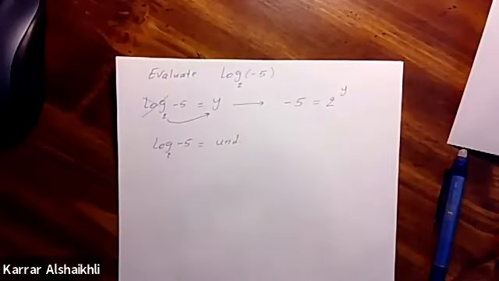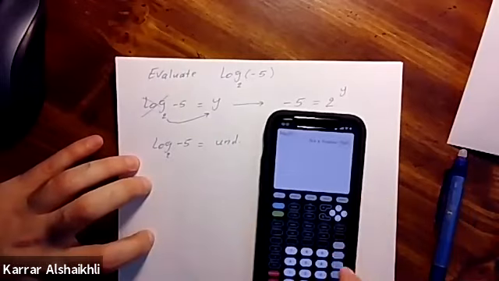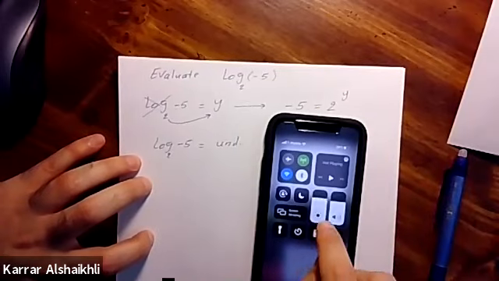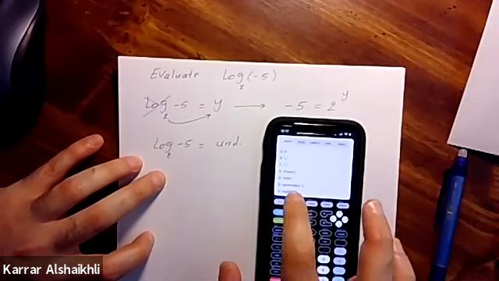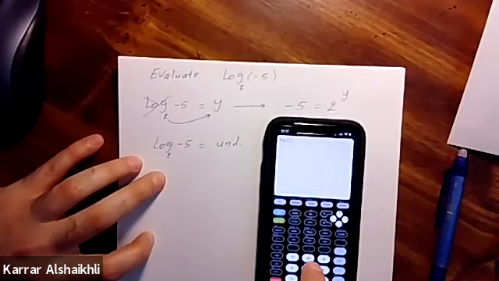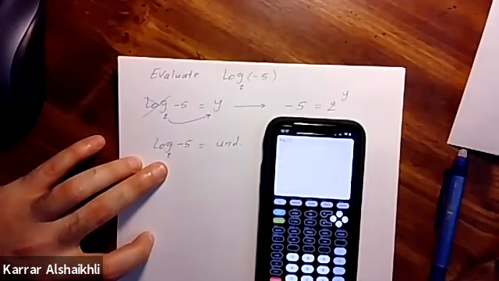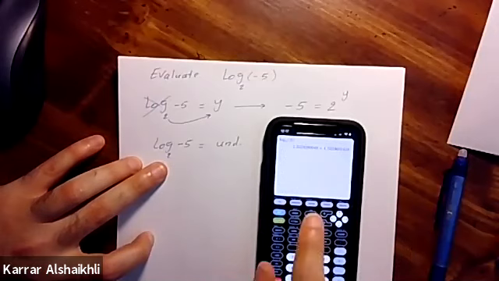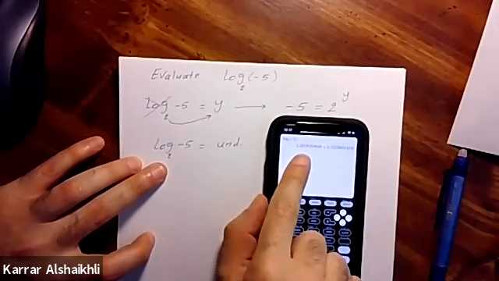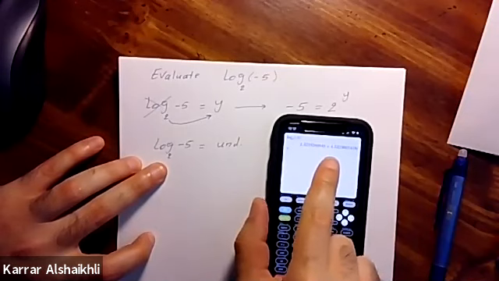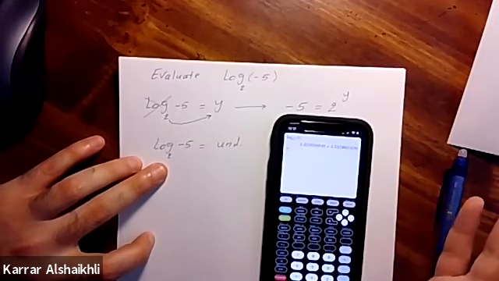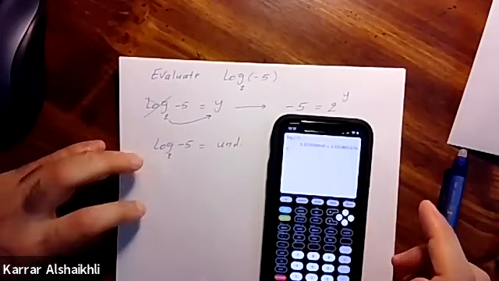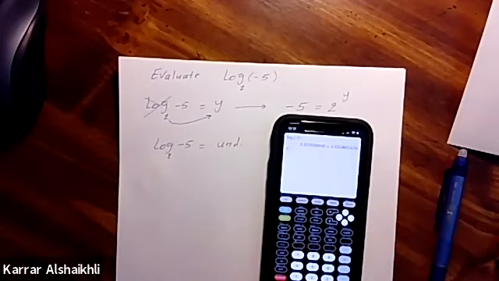Let's check that by using the calculator. We're going to type log, here is math, log to the base. Type the base is 2, and the argument is negative 5. You see, you got not a real number. This is a complex number, and we're not going to use this result as a complex number. So just write down undefined.